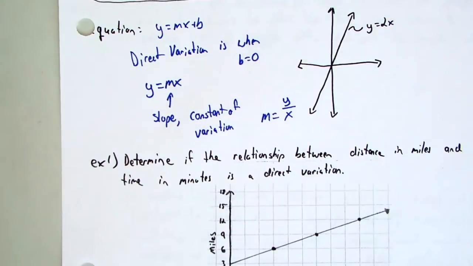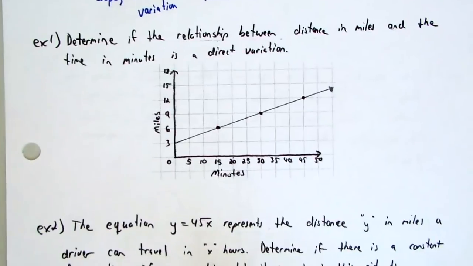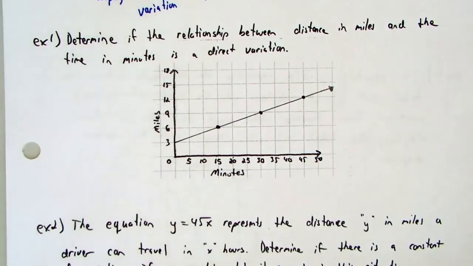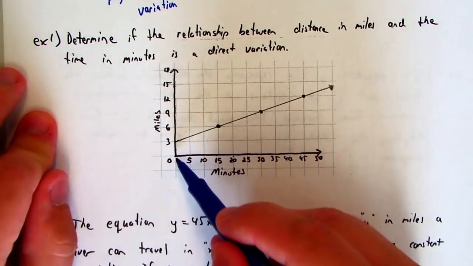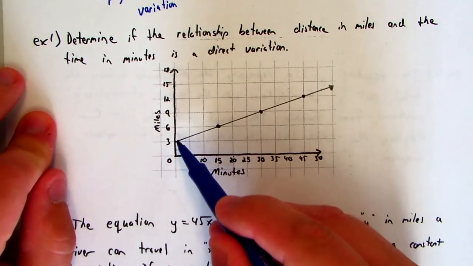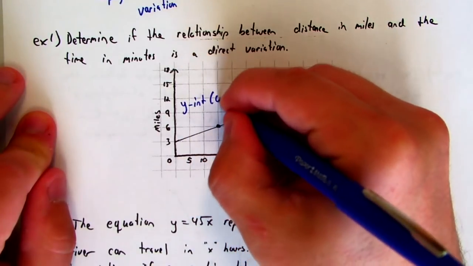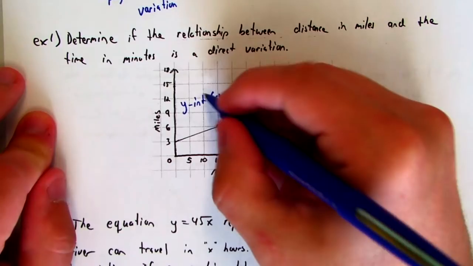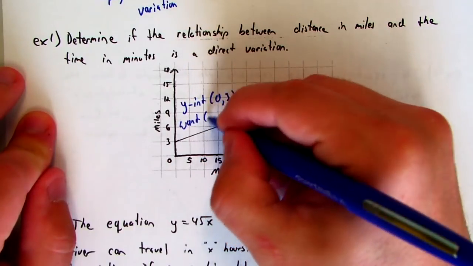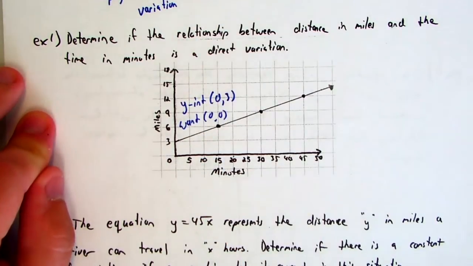So, for example 1, it says determine if the relationship between distance in miles and the time in minutes is a direct variation. And then, of course, we want to explain. First of all, we can see that this does not cross at the origin. It crosses at 3, which means my y-intercept would be at 0, 3. We want 0, 0. So first of all, this is not a direct variation because it doesn't cross at the origin.